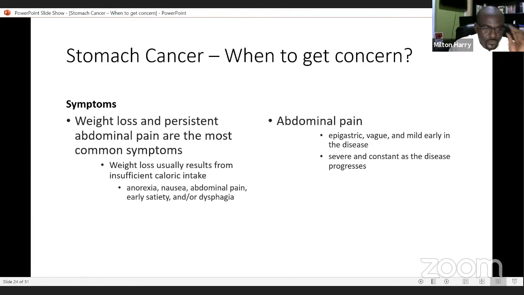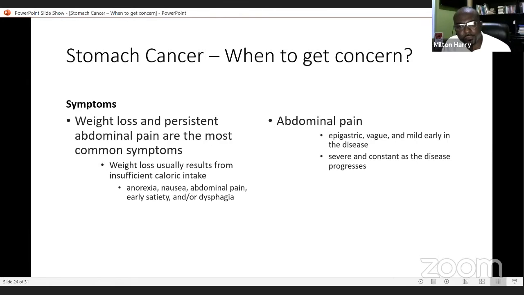All right, so the symptoms, when to be concerned. Weight loss and persistent abdominal pain are the most common symptoms of gastric cancer. This is worldwide, and local studies are in agreement with this. The weight loss is usually due to the patient not eating as much. They feel nauseous because of the pain, or they eat and feel full quickly. Sometimes they may have difficulty swallowing, especially if it's in the upper or proximal part of the stomach, then they will have problems with dysphagia.